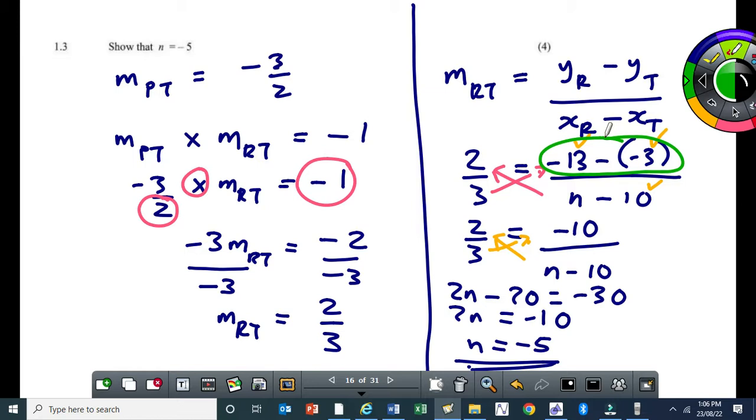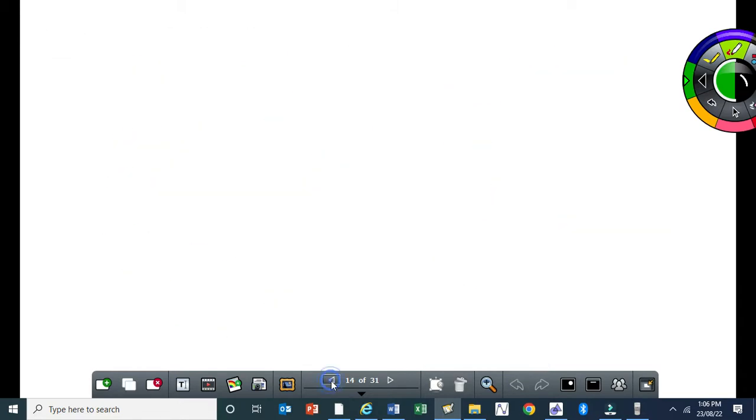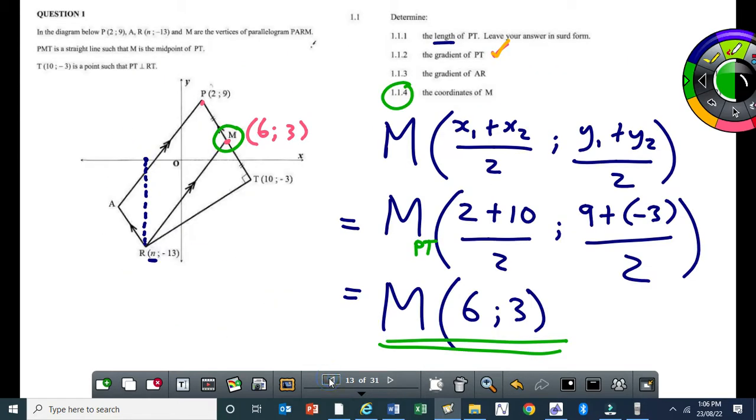-5. Okay. Another method that I would suggest you can also use involves your knowledge of simultaneous equations. Okay, that would work. Now, how would you find it? You can find the equation of TR. Okay? Let's do it. That would be method 2.